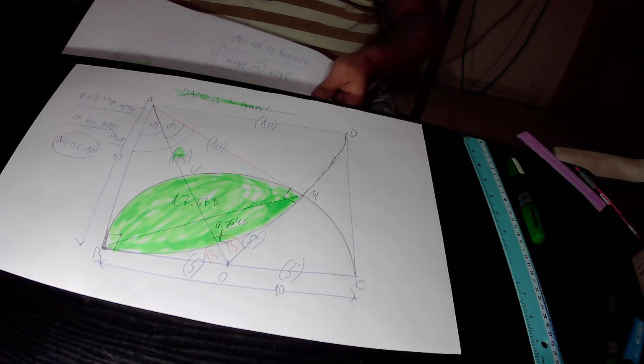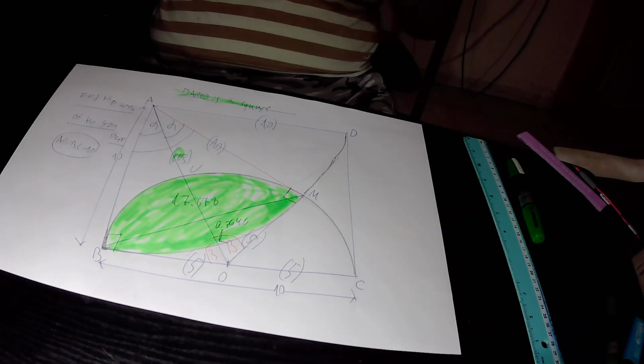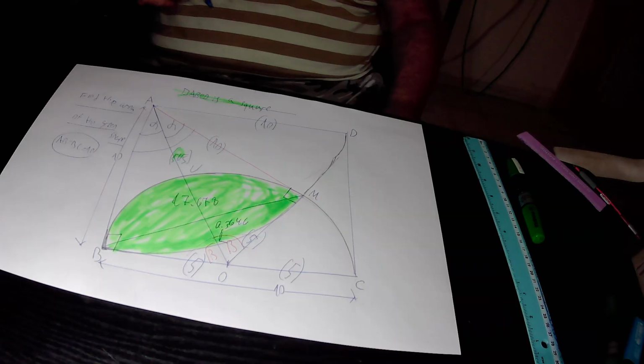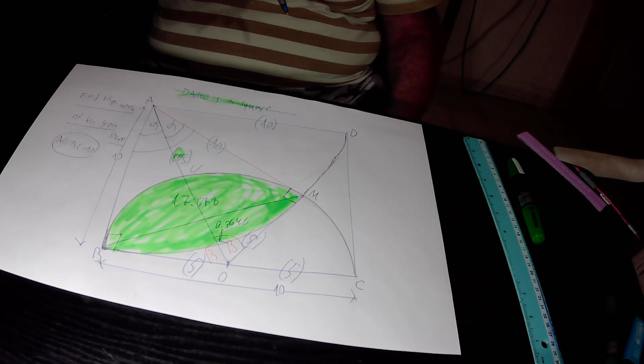Our task in the second question is to find the area of this green shape. So in the drawing we have the big square ABCD. We know that one side of this square ABCD is 10, therefore all the other sides are equal to 10.